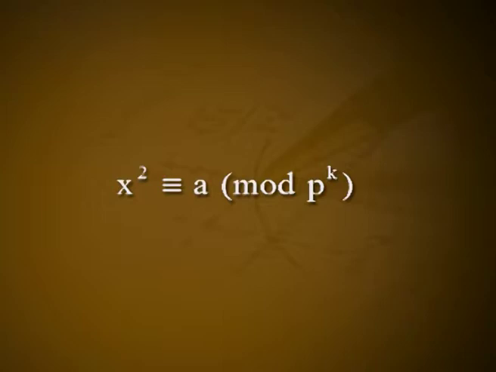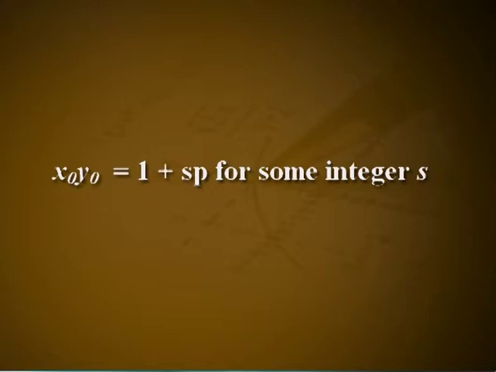Denote by x naught the solution of x squared congruent to a mod p raised to k. Then x naught squared is equal to a plus t times p raised to k for some integer t. Clearly, gcd(x naught, p) is equal to 1. Thus, the linear congruence x naught y congruent to 1 mod p has a unique solution y naught. Therefore, x naught y naught is equal to 1 plus sp for some integer s.